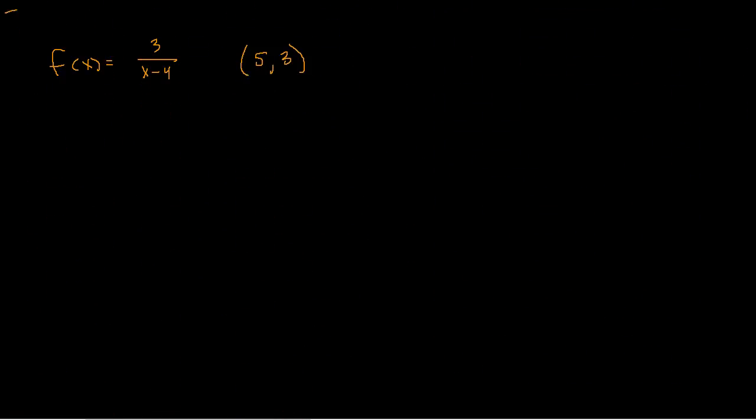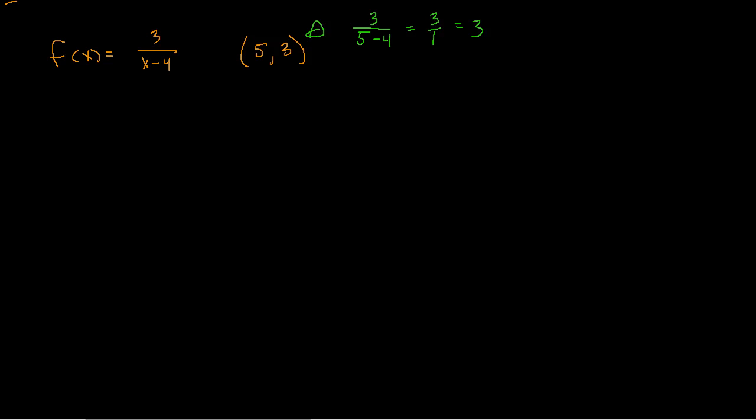All right, let's try one more just to really hit home the idea here. All right, so I have a point. And like I said, I always like to do this first, just to make sure it's on the function. So if I plug in 5, I get 3 over 5 minus 4. That's 3 over 1, which is 3. All right, so this is a point on the function. Because remember, if it's not on the function, derivatives don't work.